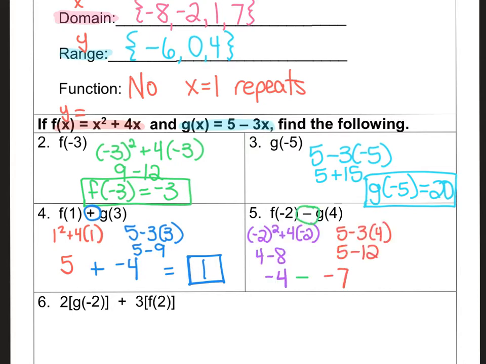Okay, so I got it mostly worked out for you, but I did want to show you when I did my f of negative 2, I got negative 4. G of 4 was negative 7, but we have a subtraction, so that's where you have to be careful that it's negative 4 minus negative 7 or negative 4 plus 7. So the answer would be 3.